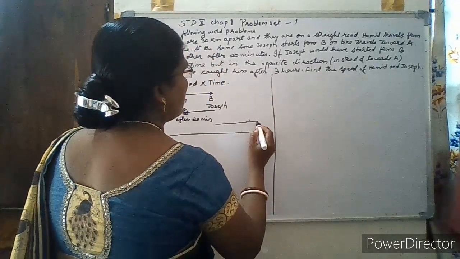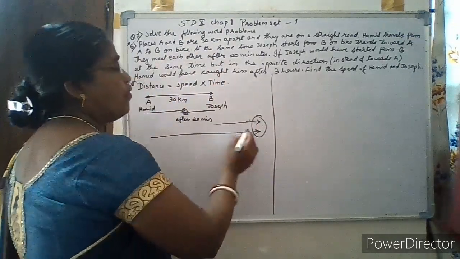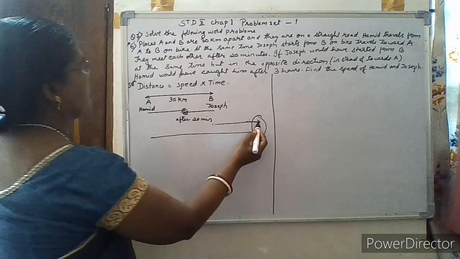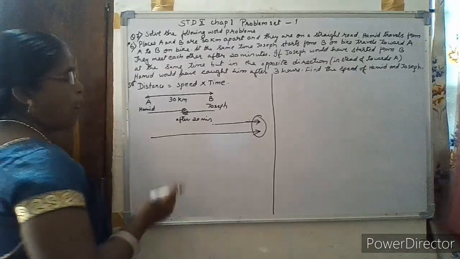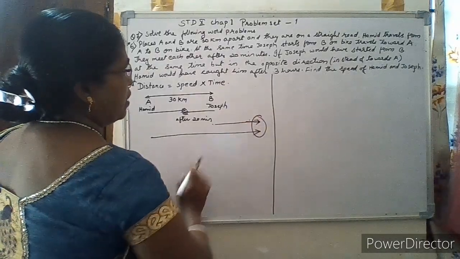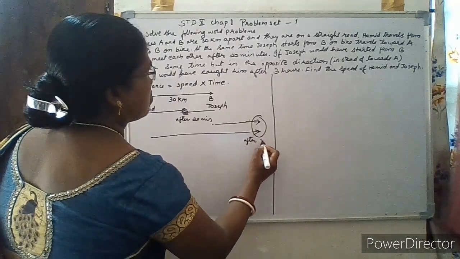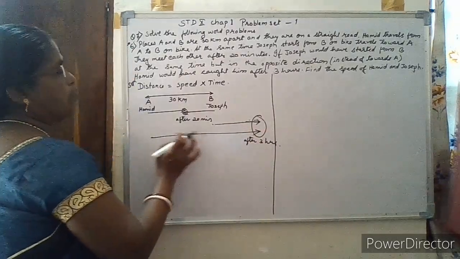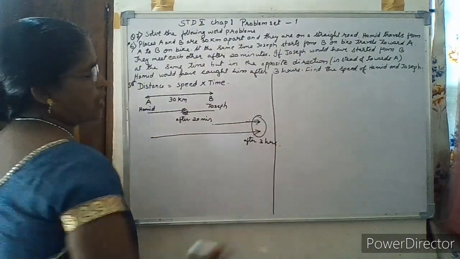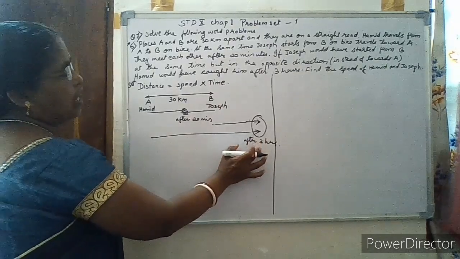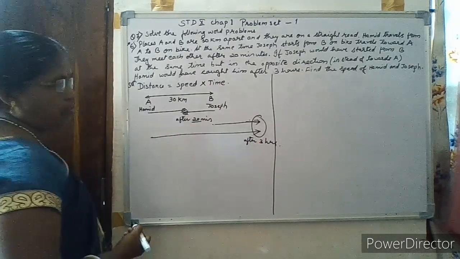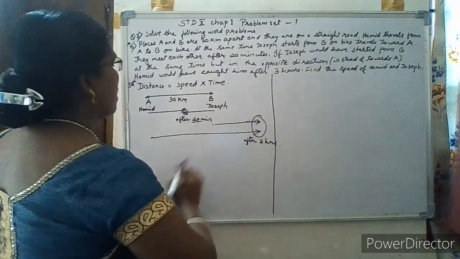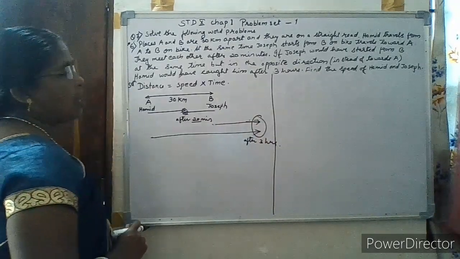They both come and meet at some distance. We don't know the distance, what is the distance travelled by Hamid and what is the distance travelled by Joseph, we don't know. But they both come and meet at one place after 3 hours. This is the time taken by both of them in the second condition, 3 hours. This time is given in hours and the earlier time is given in minutes. Now, both have travelled for 3 hours. Time taken for both is 3 hours.